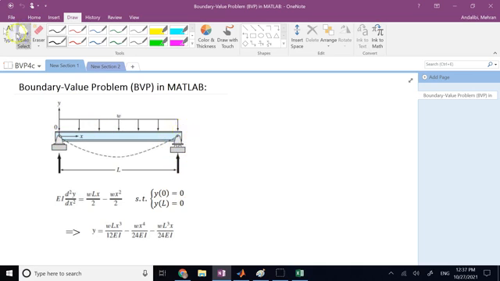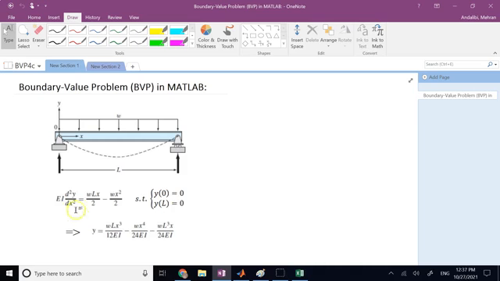The governing differential equation for the deflection is EI y double prime is equal to WLx over 2 minus Wx squared over 2. And you can easily integrate y twice versus x and divide it by EI to get the accurate solution, which you can see here.